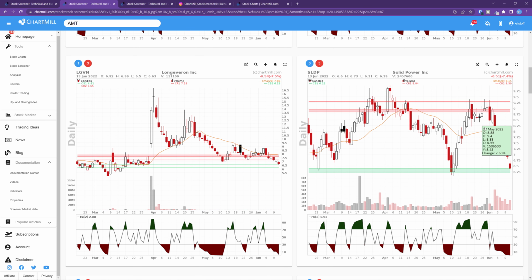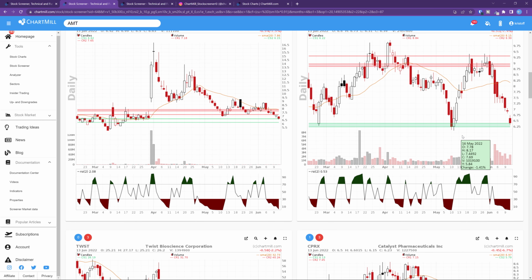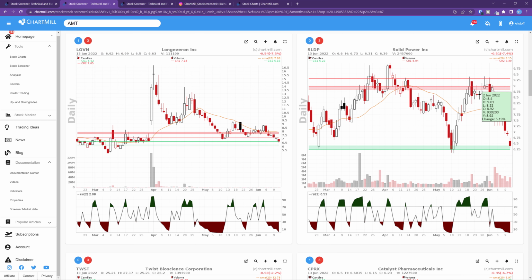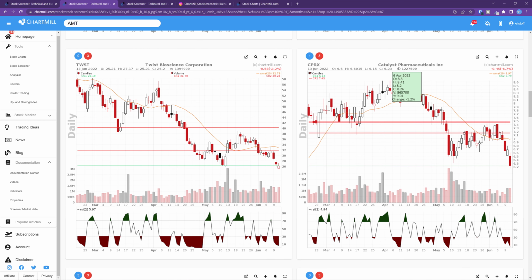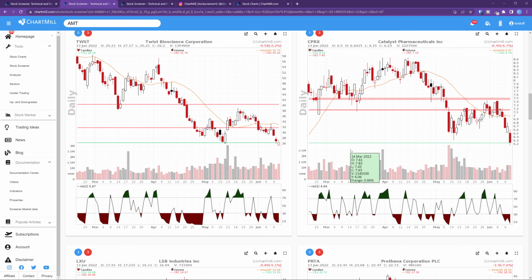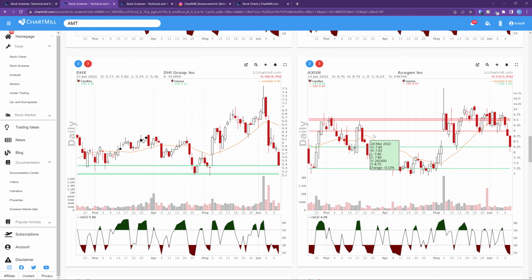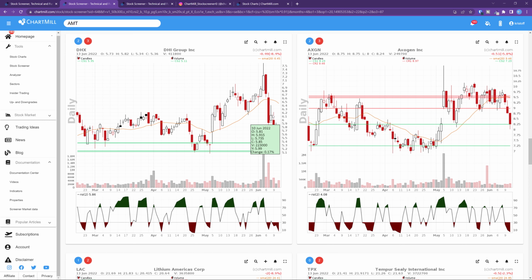As I've already mentioned, it's very important to only select those setups where there is a very clear definition of an extreme price move, an extreme downward move. Catalyst Pharmaceuticals, for example. Another one is DHI Group, although there are two bullish candles within that price decline, so it's not something I like.